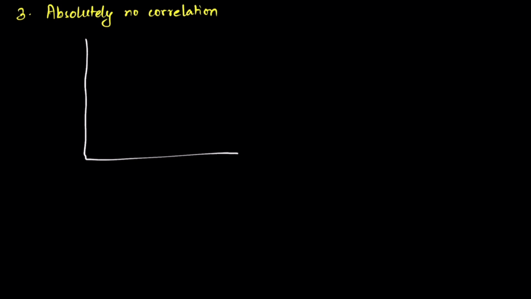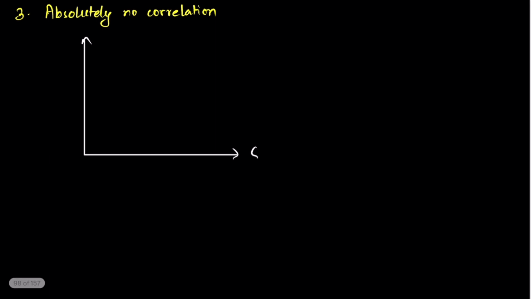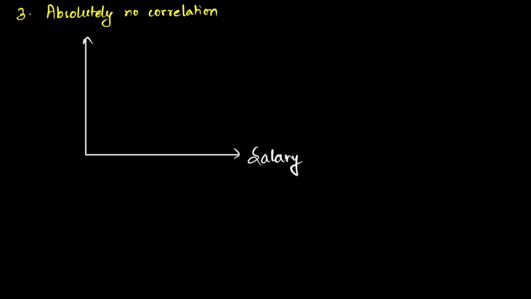Then we have the third and final type of correlation, and that is no correlation, or absolutely no correlation. You might have already guessed, in this condition, there is no relationship between the two variables. So on the x-axis, we have salary, and on the y-axis, we have baldness. Upon plotting a diagram of people with their respective salary and the presence of hair on their head, the graph comes out to be something like this.